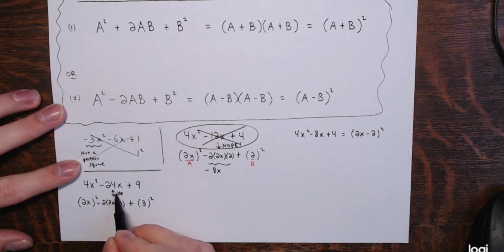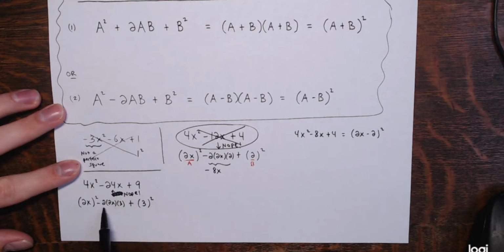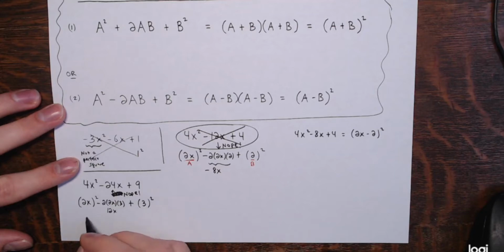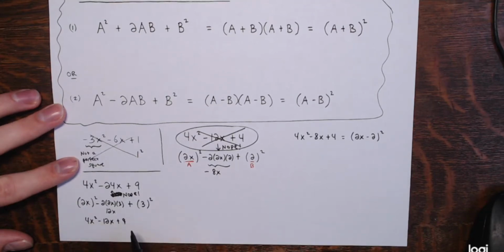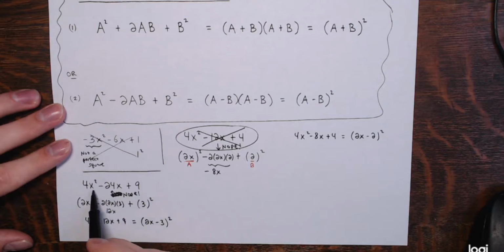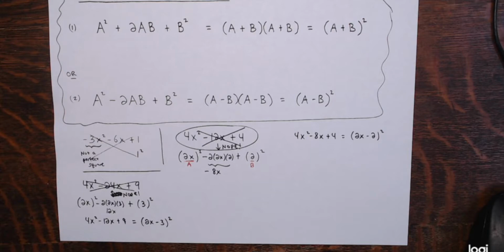No, sorry. My apologies. 2 times 2x times 3, that's 12x. So 4x squared minus 12x plus 9, this is a perfect square trinomial. This would factor to 2x minus 3 to the second power. But this one here with the minus 24x in the middle, again, is not a perfect square trinomial. So far we're striking out.